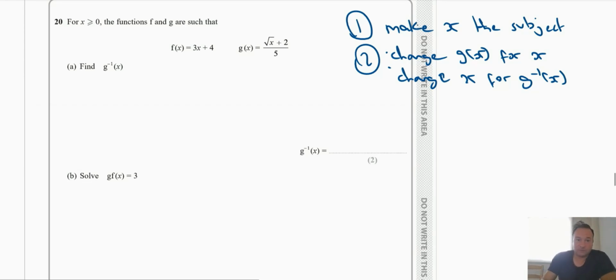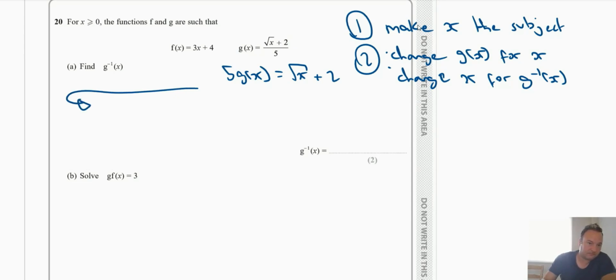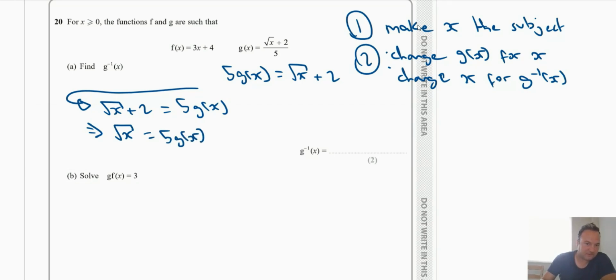We're taking g of x, so we need to make x the subject. So this basically means that 5g of x is root x plus 2. That's the same, actually, guys, as changing around the equation. Root x plus 2 is 5g of x. Then we can subtract 2 from the right-hand side. So root x equals 5g of x minus 2.